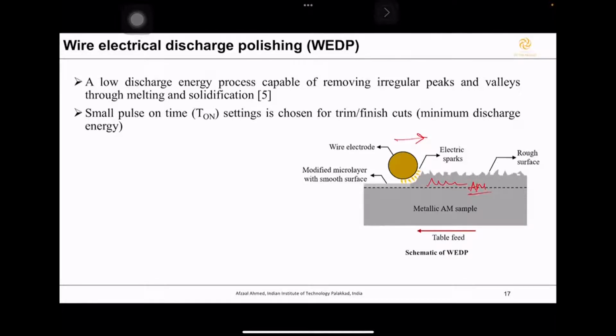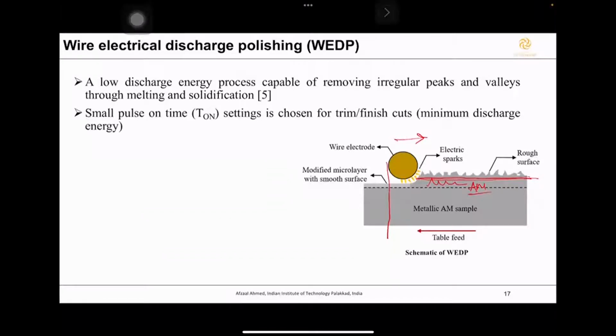And we are not cutting here. We are just passing the wire across the surface by maintaining a specific gap between the workpiece and the wire. And we are just removing these unnecessary peaks on the surface. Okay, so there is no cutting happening. Cutting means if I cut through like this. So there is no cutting happening. Only the frontal part of the wire is involved in polishing.